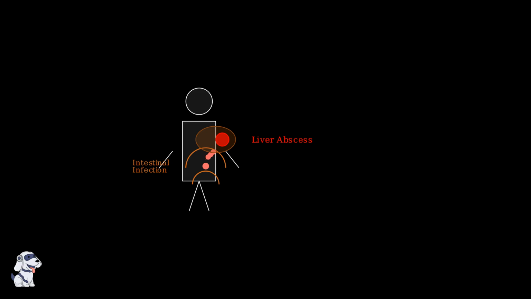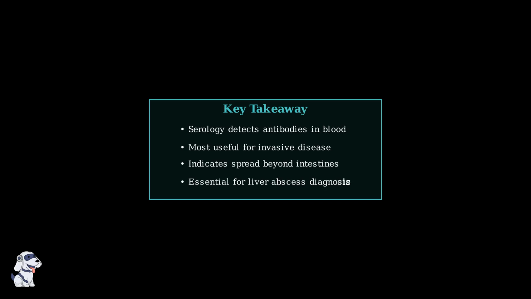When parasites reach the liver through the bloodstream, they cause tissue damage and abscess formation. A positive serology test shows elevated levels of antibodies against Entamoeba histolytica. Both IgM and IgG antibodies may be present, indicating current or recent invasive infection. The key takeaway is that serology is most valuable when we suspect invasive amoebiasis.